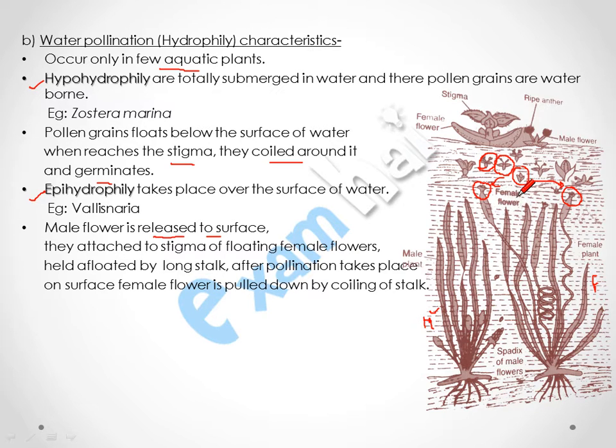After they get attached, the stigma is pulled downwards with this coiled stalk, as you can see in this diagram, pulled downwards after the pollination, and hence further fertilization takes place inside the water.